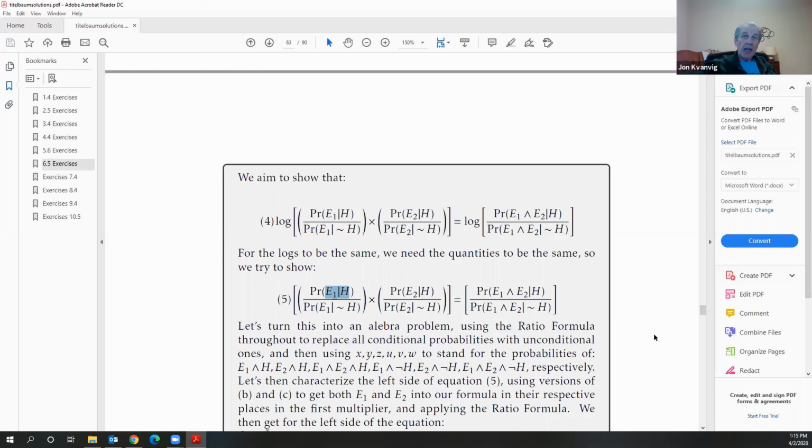And then we're going to introduce 6 variables, X, Y, Z, U, V, and W, to stand for the following conjunctive probabilities. So X is going to be E1 and H, Y is going to be E2 and H, Z is going to be the conjunction of E1, E2, and H, U is going to be E1 and not H, V is going to be E2 and not H, and W is going to be E1 and E2 and not H, respectively. Okay, so we've got X, Y, Z, U, V, and W.